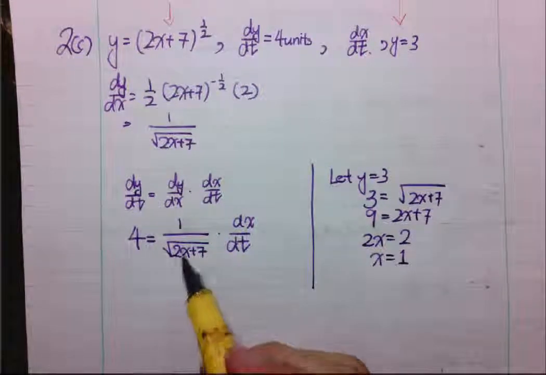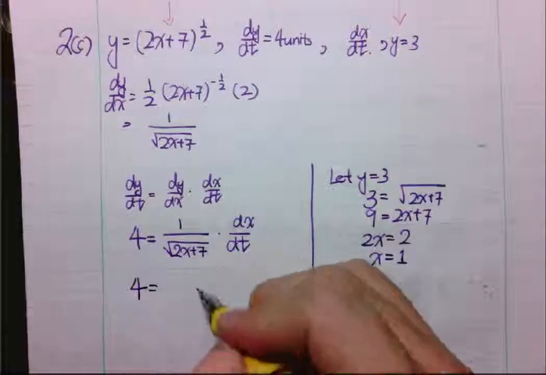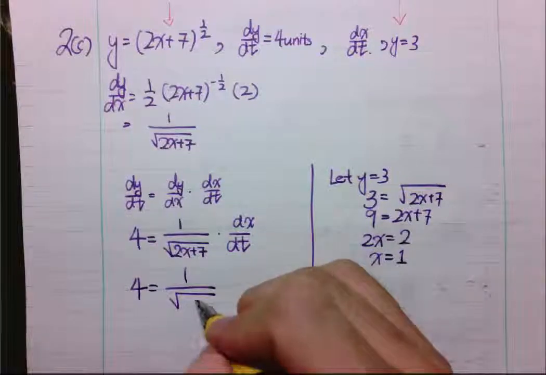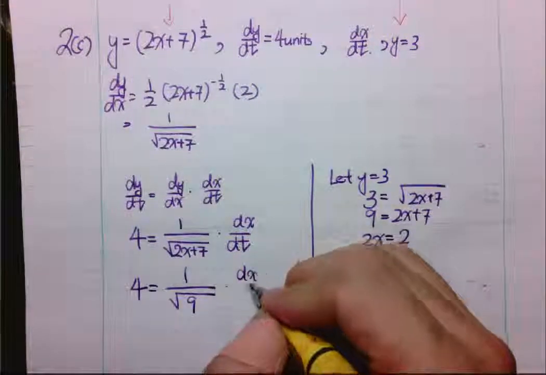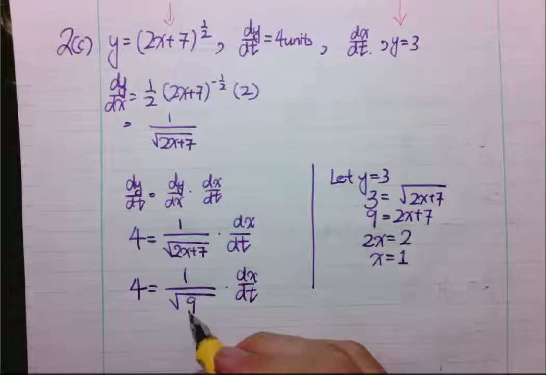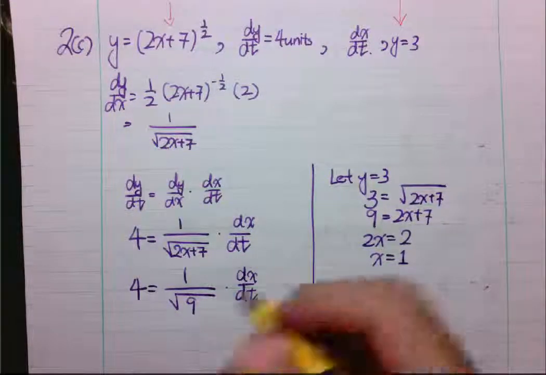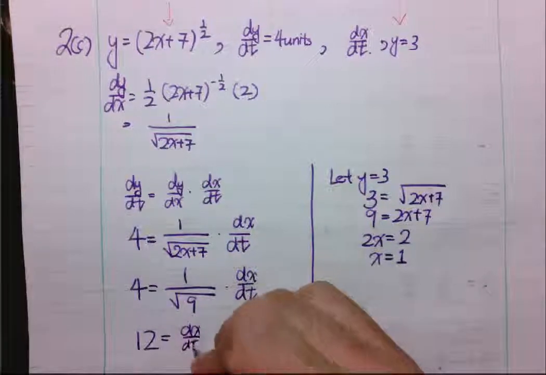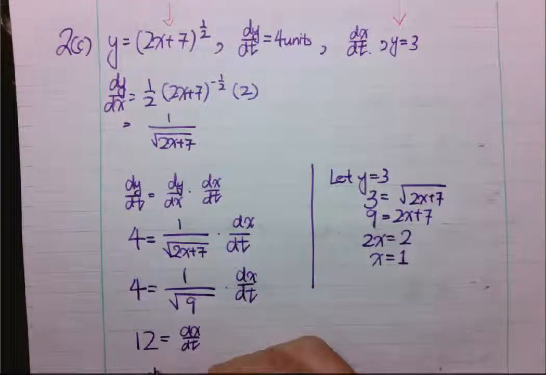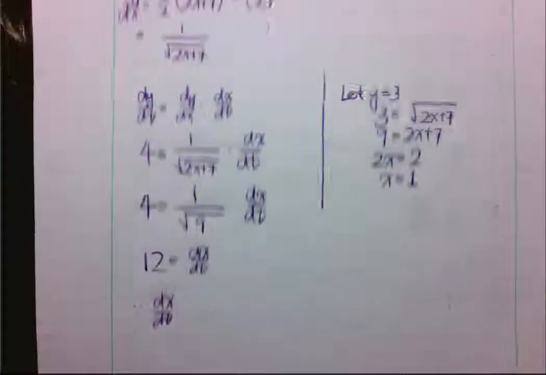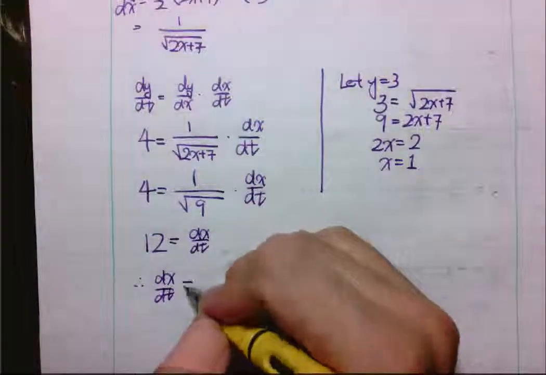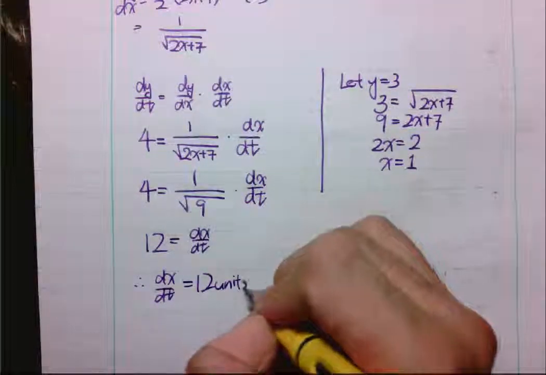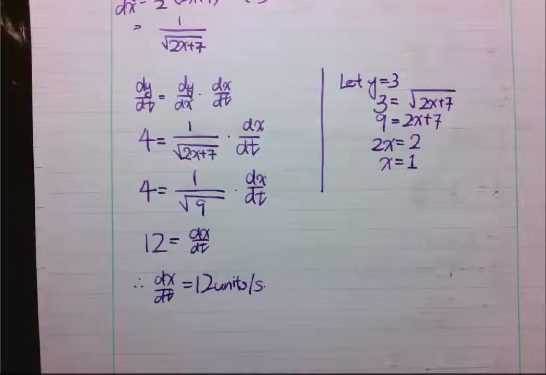I can substitute it back here and say 4 equals 1 over the square root of 9. Okay, the square root of 9 is 3. So if you multiply both sides by 3, you get 4 times 3 is 12 equals dx/dt. So I say therefore dx/dt is simply equal to 12 units per second.